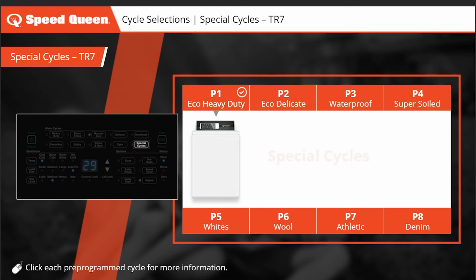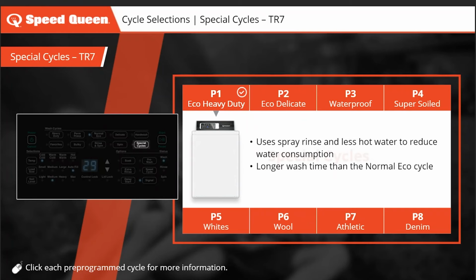The Eco Heavy Duty cycle uses a spray rinse to reduce water consumption. It also uses less hot water. It has a longer wash time than the normal Eco cycle. If using fabric softener in this cycle, select the Extra Rinse option.